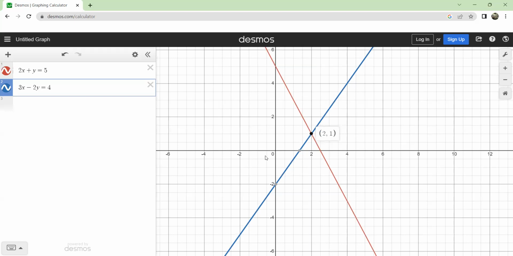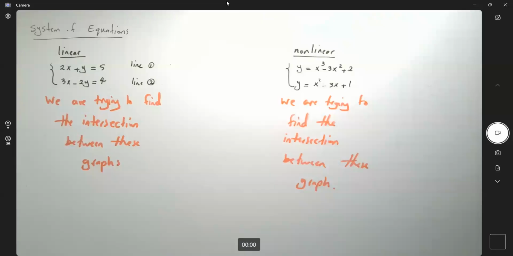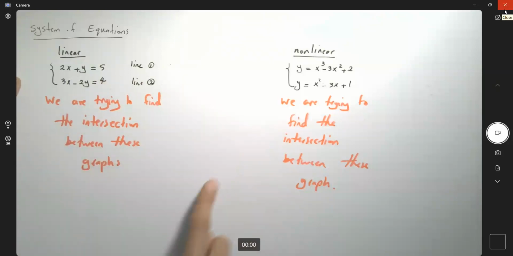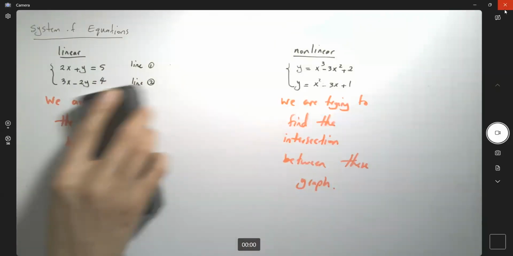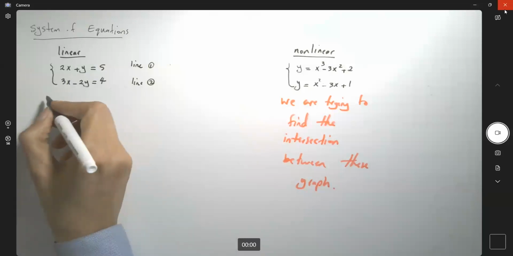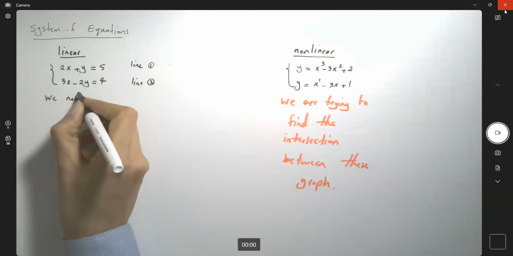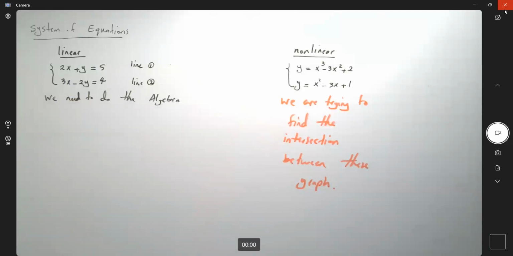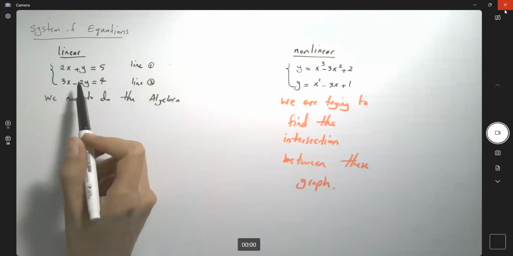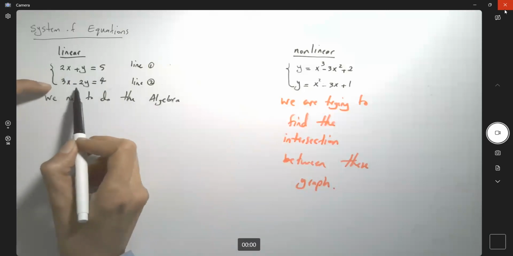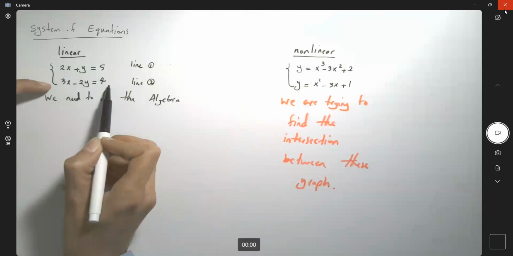So this is geometric solution, but we need to be able to solve it algebraically as well. So by using Desmos, we were able to see that there is a solution here. Now algebraically, how do we solve this system? We need to do the algebra. What we can do here, you can say that, hey, I have 2x plus y equals 5, and I saw 3x minus 2y equals 4.